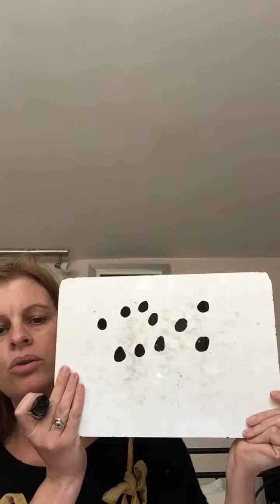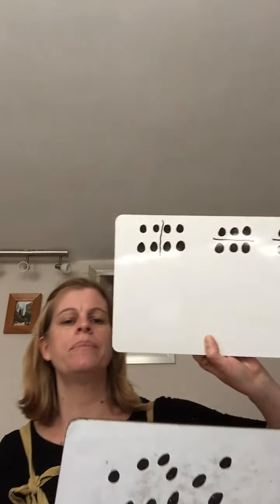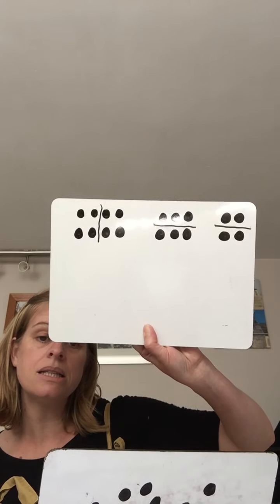Now, sometimes you might be asked to split a group of objects that is not as simple. I can't see from looking at that how I'm going to draw a line to show half. This was really simple because they were all in straight lines. This one is more tricky. So how am I going to split these in half?